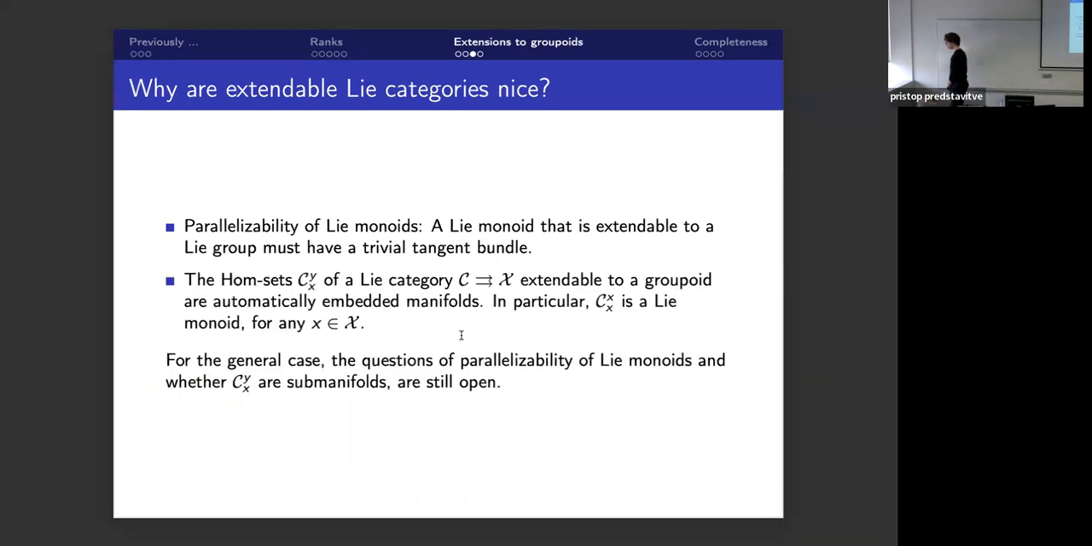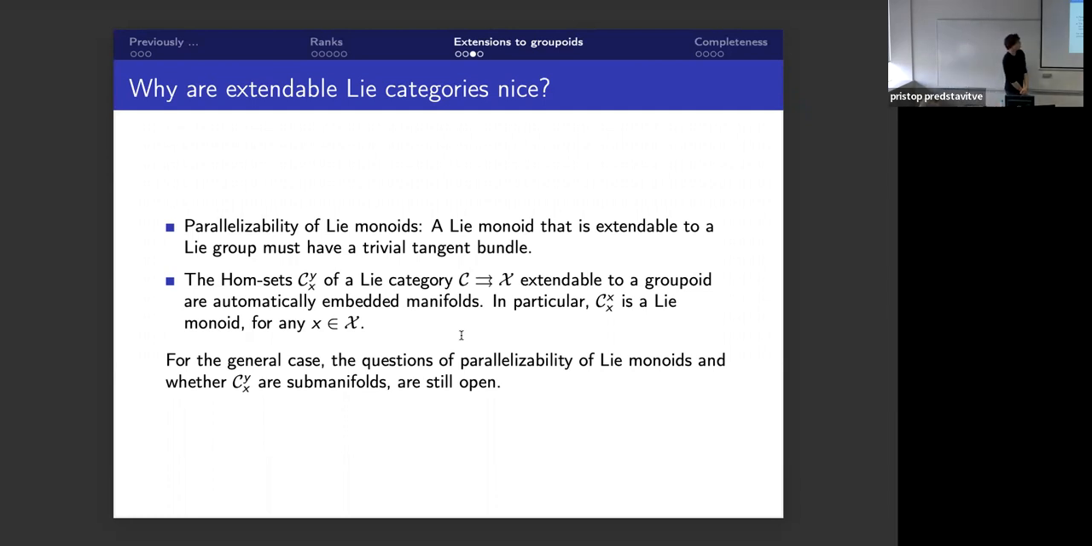And another property would be, so you have a Lie category, you consider the Hom set C(X,Y). So these are just all of the morphisms from fixed X to fixed Y, which are objects, right?